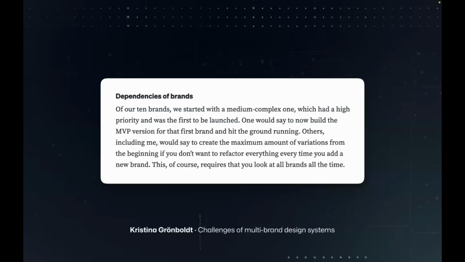Christina mentions dependencies of brands. Of our 10 brands, we started with a medium complex one, which had a high priority and was the first to be launched. One would say to now build the MVP version for that first brand that hit the ground running. Others, including me, would say to create the maximum amount of variations from the beginning, if you do not want to refactor everything every time you add a new brand. And this, of course, requires that you look at all brands at all the time. So this concept of dependencies of brands is something that our tooling currently fails to address properly. It's forcing us to painfully manage our brands, and we feel that pain.